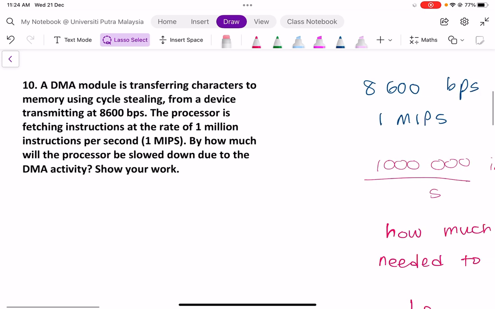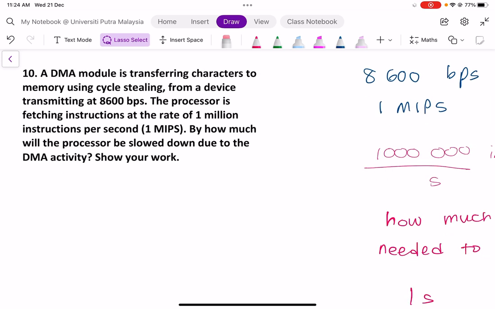So this is the question that I am answering first. Question number 10 for your assignment, chapter 7. A DMA module is transferring characters to memory using cycle stealing. Now in our class, we only covered cycle stealing and not burst. So just focus on cycle stealing from a device transmitting at 8600 bits per second.